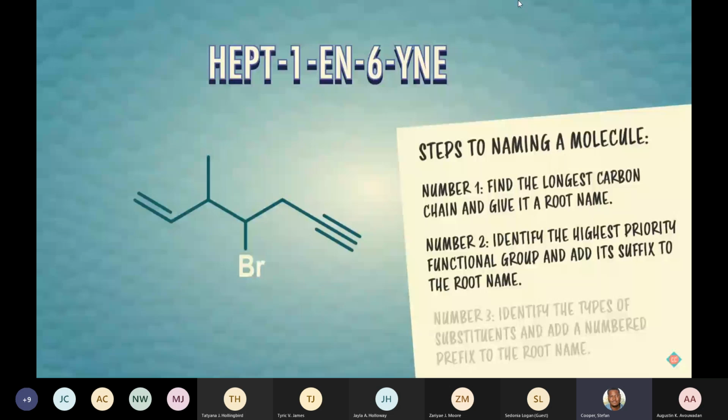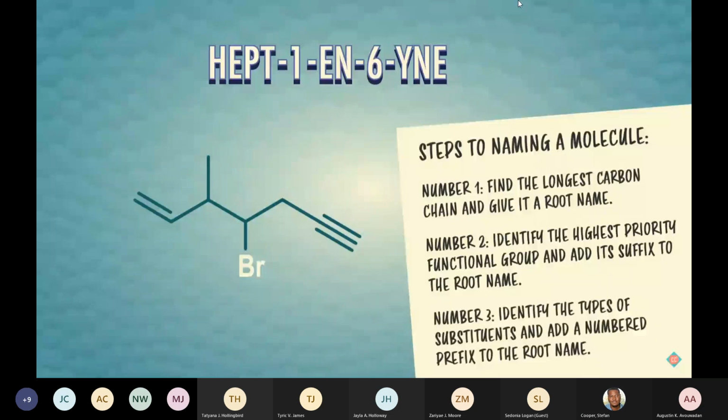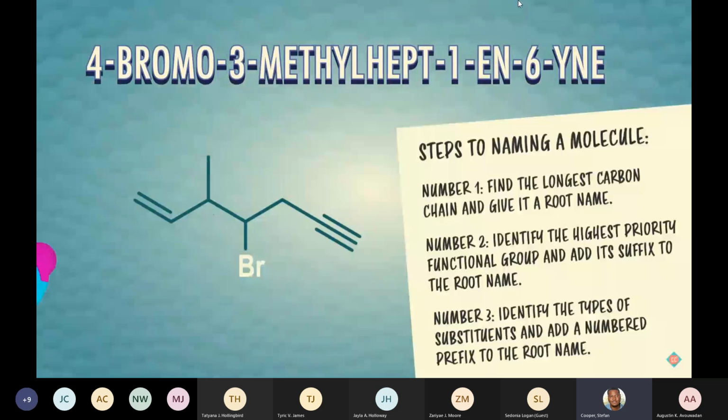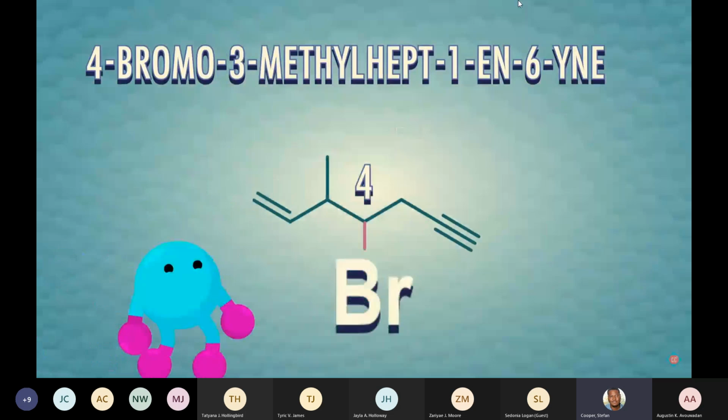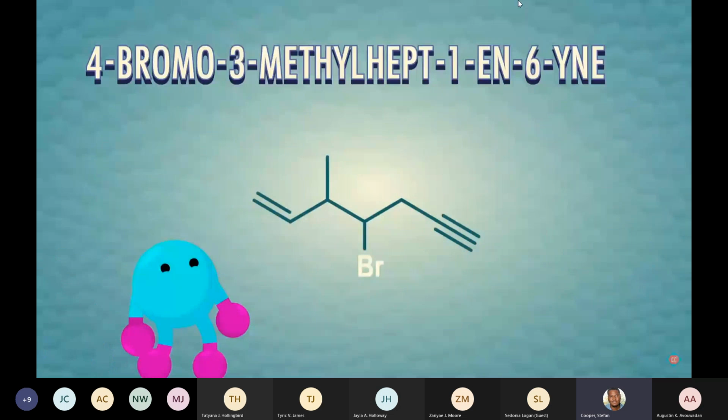Finally, number 3, identify the types of substituents and add a number prefix to the root name. In this case, there's a bromine on carbon 4 and a methyl group on carbon 3. Taking alphabetical order into account, we add 4-bromo-3-methyl before the root and suffix. And we've conquered this puzzle. It's 4-bromo-3-methyl-hept-1-ene-6-yne.